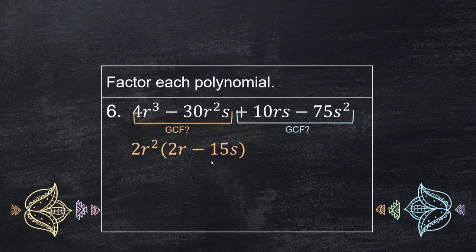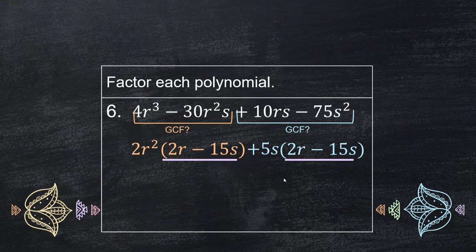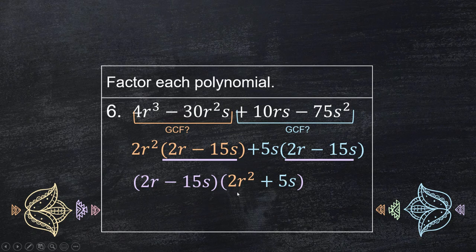Look at your last two terms and ask yourself what is the greatest common factor. Start by looking at your coefficients, 10 and 75. They both end in a 0 or 5, so they're both divisible by 5. They don't both have an r, but they do both have an s. So 5s is our greatest common factor. When I divide both terms by 5s, I would get 2r minus 15s. And 2r minus 15s is our common binomial. That's our first factor. And then the GCFs make up our second factor, 2r squared plus 5s.